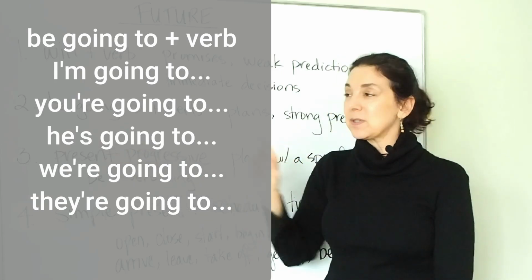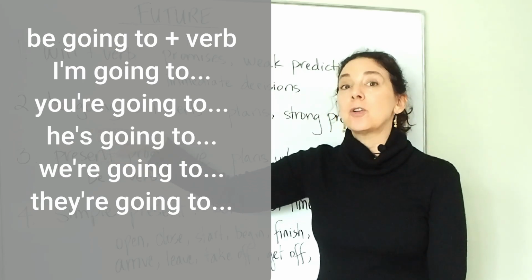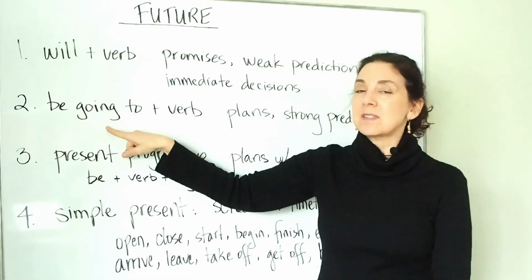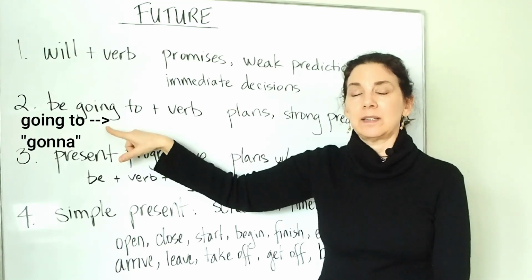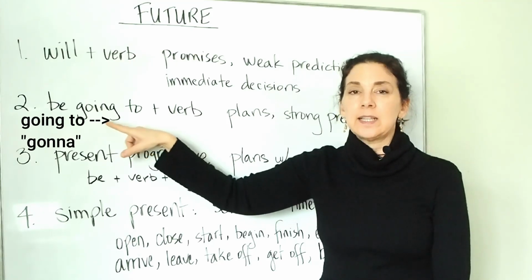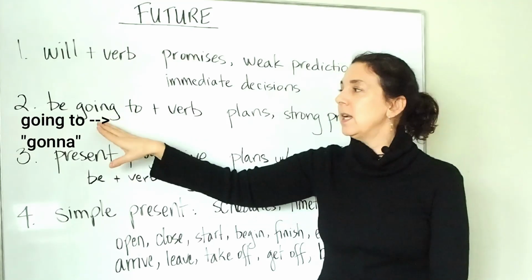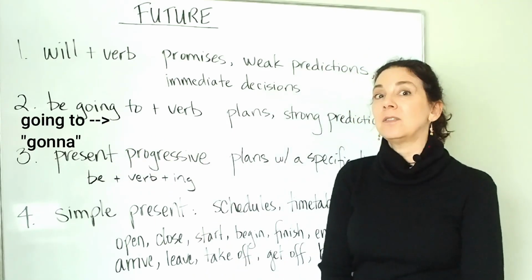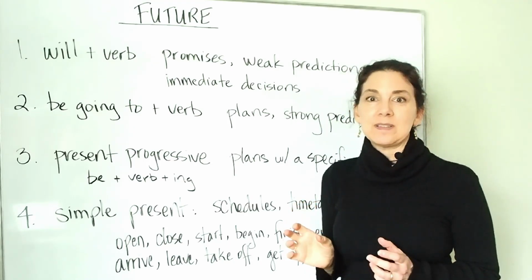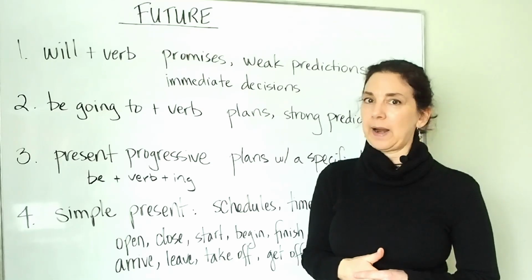Another thing you want to notice with this one is that when we are speaking, going to sounds like gonna. And this is very common in American English. Gonna. I'm gonna do it. He's gonna come. She's gonna be there. Okay? So very, very common that going to changes and sounds like gonna. Sometimes you can see gonna written also, but it's not something we use in formal writing.